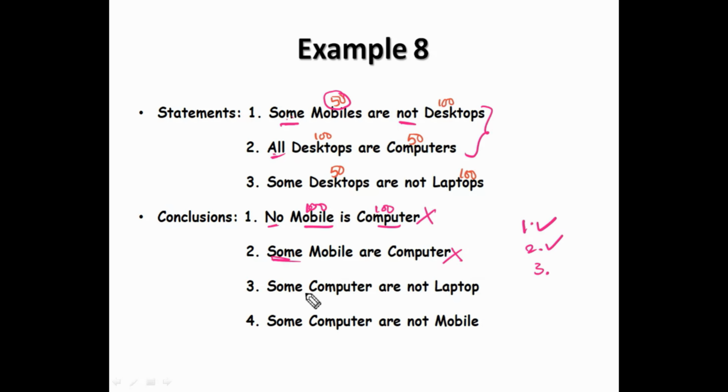Next, computer and laptop. Combining second and third, computer and laptop. What is the common element? Desktop is common. Okay, first one, positive and negative. This is positive and this is negative. Result must be negative. Yes, given negative.